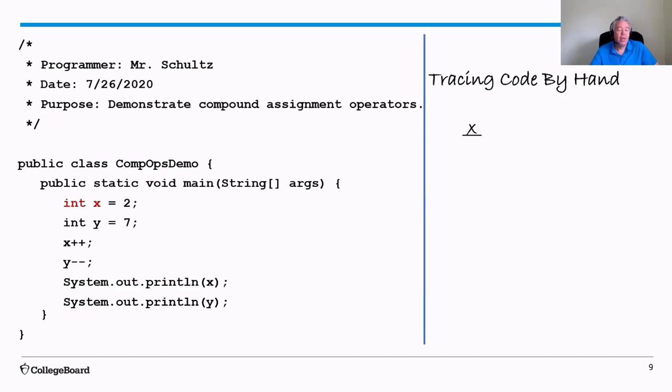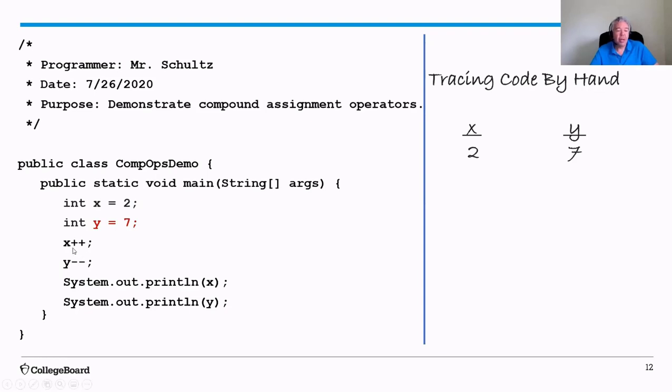All right, so we're going to start by creating an integer variable. We're going to declare an integer variable X, and we're going to initialize that variable to 2. So X starts out with a value of 2. Then we're going to declare a second variable Y, and we're going to initialize the value of that variable to 7.